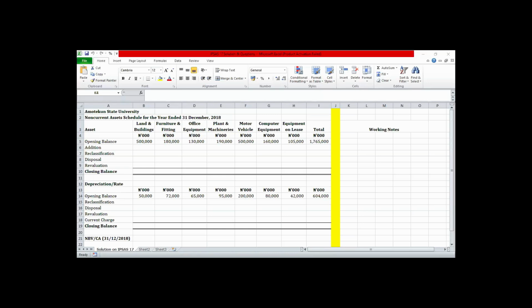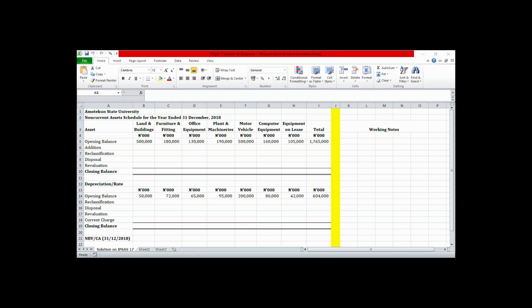Information one, we have the details: the cost or fair value as at 31st December 2017, that is the closing balance. Then we also have accumulated depreciation, which is what we have entered. We also have the estimated lifespan, this period, everything being given to us in detail. Then we now move to the other information.